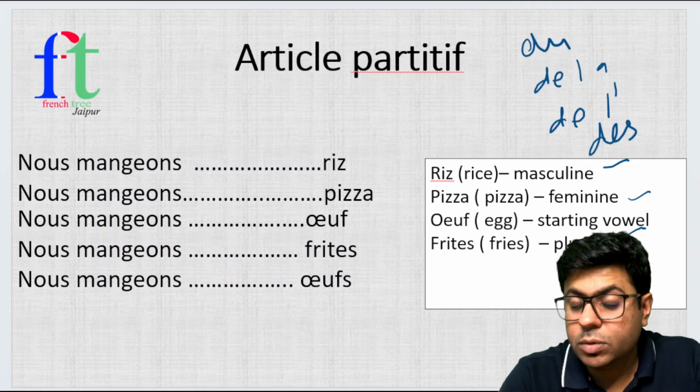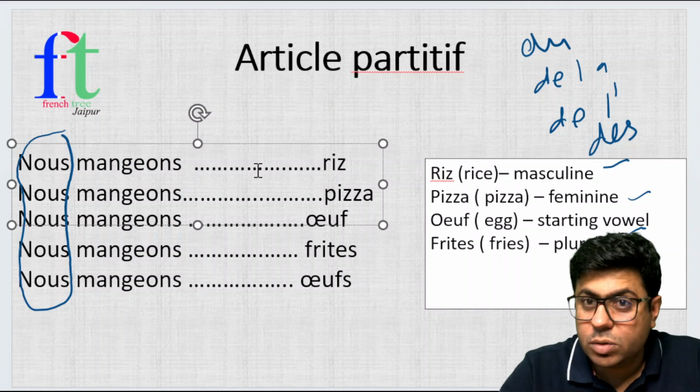Riz is masculine; we are not bothered about the subject. Okay, this is just for our information. Even whenever we use this grammar in speaking, always concentrate on the noun we have. So that is nous mangeons dash riz dash pizza. Have you done your work? Okay, let's solve it together. Riz is masculine. So here, which one are you going to use? For masculine, we use du.